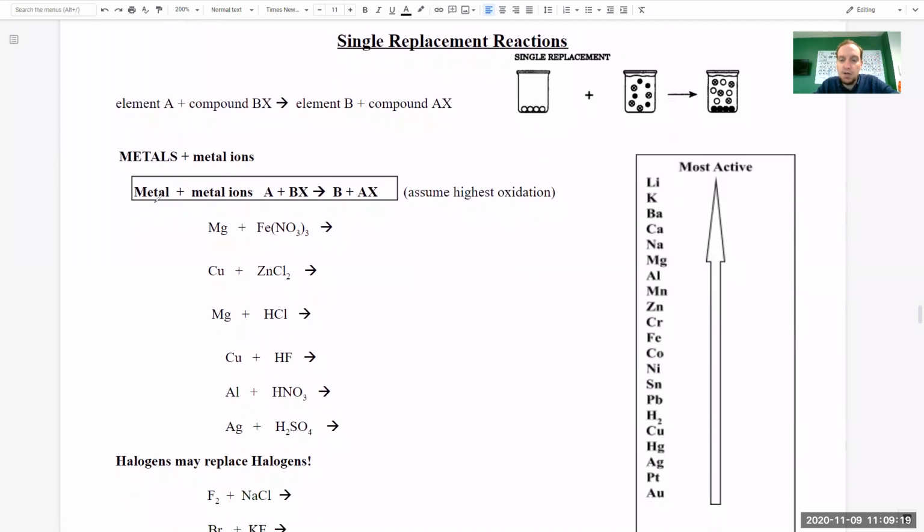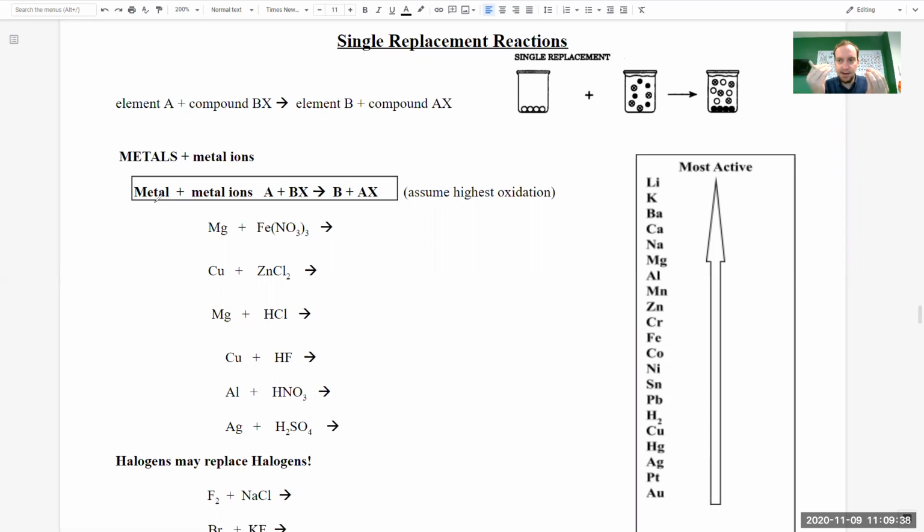Now, these do deserve a little bit more attention. The reason why is not all single replacement reactions are going to occur. Occasionally, we're going to have to write no reaction. What no reaction means is that if I put this element with this compound, nothing is going to happen.